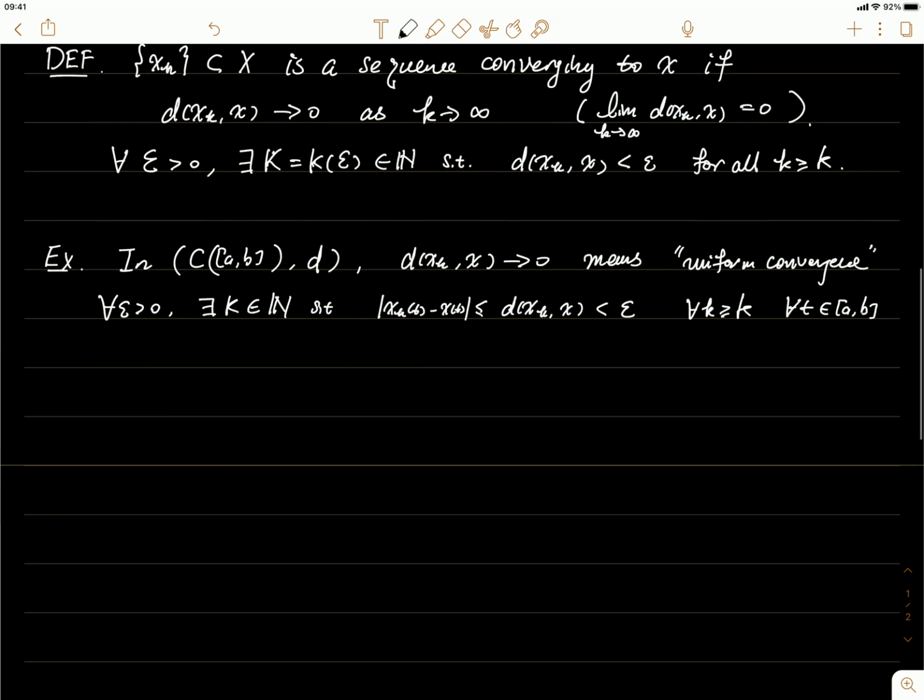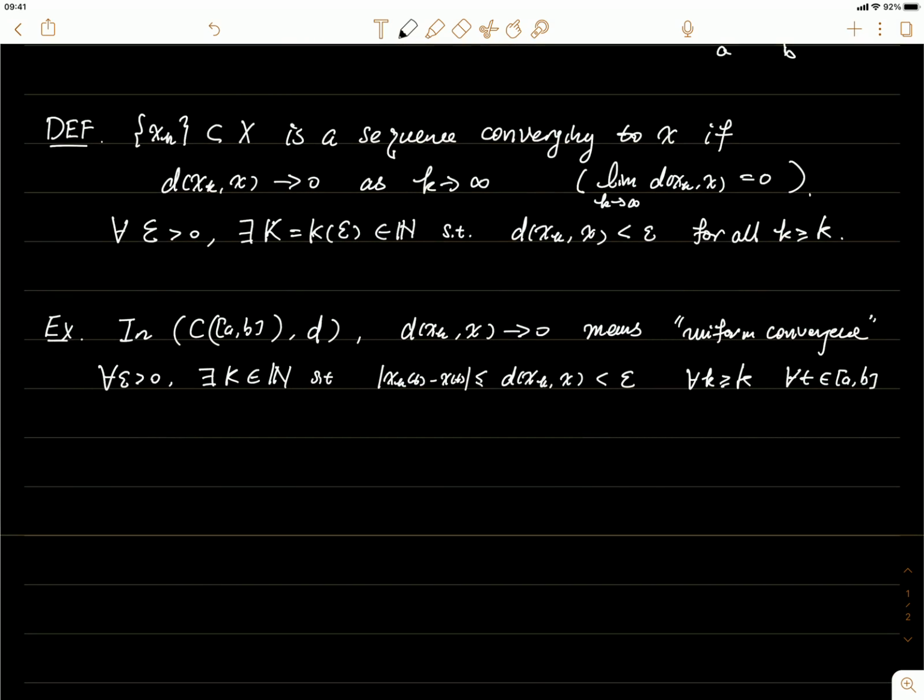So that is one of the major concepts in metric space. We can talk about convergence. There are many other things. As you know, since we have the metric defined, we can define closed sets, open sets, compact sets, things like this. And actually, for example, we can define the closed set based on the convergence.